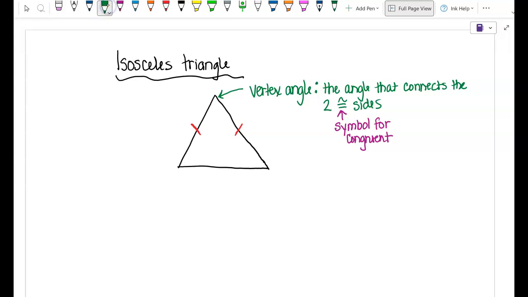And then the two angles at the bottoms of those two sides, these are called base angles. And the base angles are the two angles opposite the congruent sides.